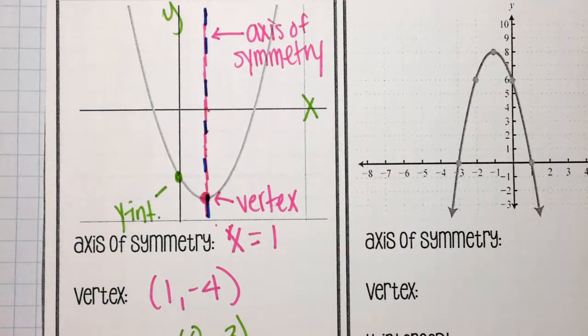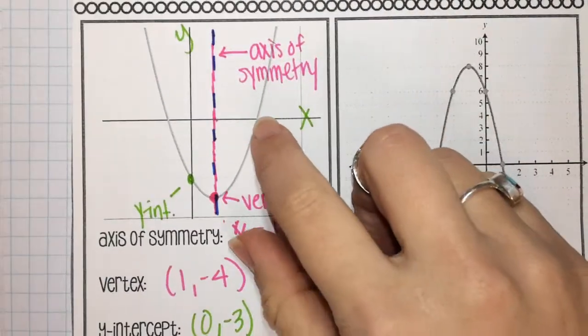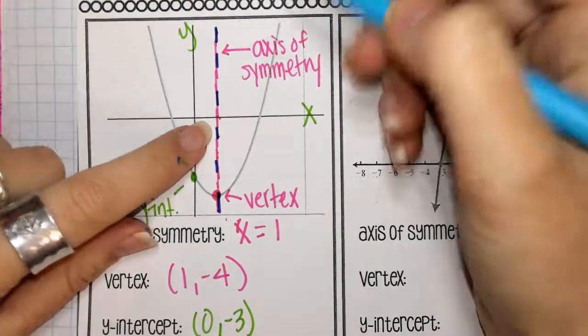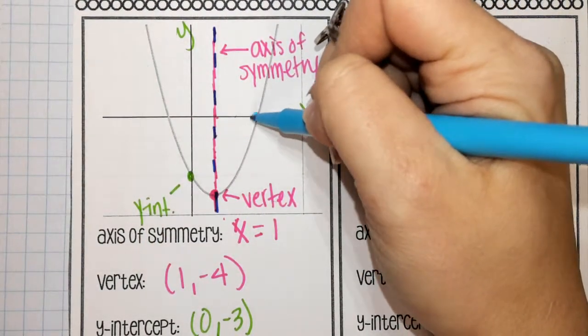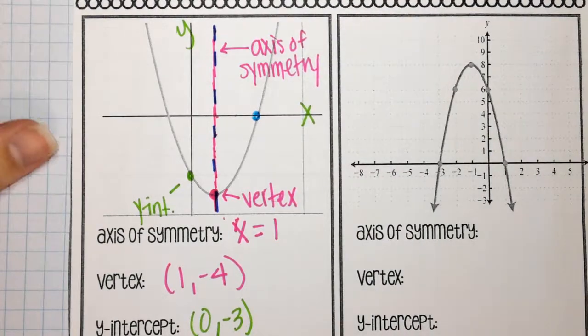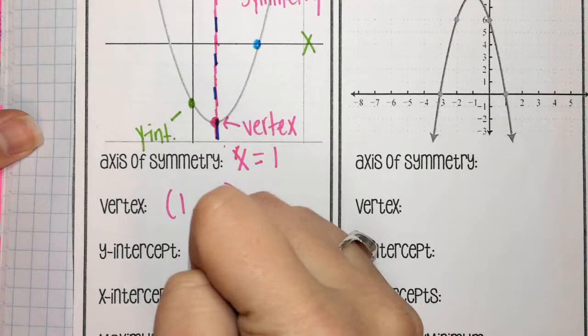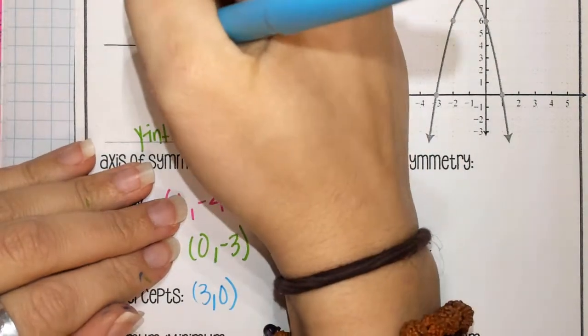So the y-value on the x-axis would be 0. This point right here is one of our x-intercepts, right? What is that? If this is 1, then that would be 2, and that would be 3. So that one is 3, 0. Take a point. So that's one of our x-intercepts. And how many do we have? How many times does this cross the x-axis? Twice. And what's this one?